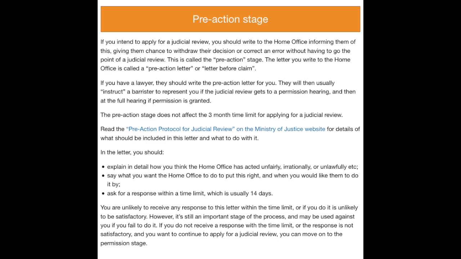And so you need to write a letter where you explain why you think the Home Office has acted unfairly, irrationally, unlawfully, in what way you think they've done this. Say what you want them to do and when you'd like them to make the decision by, and then also give a time frame for when you want them to respond to this letter. So there's two different times there. You want them to maybe remake the decision, and you might say within 3 months, but you also want them to respond to this letter, and usually you say within 14 days. You probably won't get a response to the letter, or if you do, it probably won't be a satisfactory response, but you still got to do it.